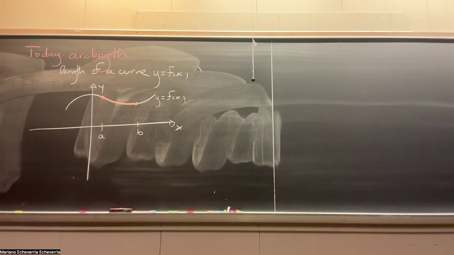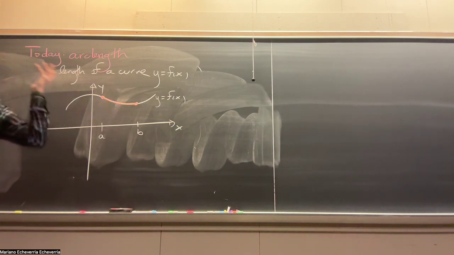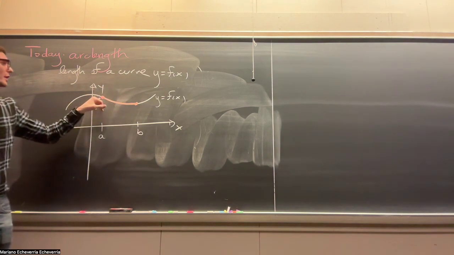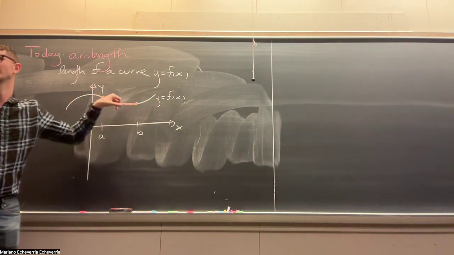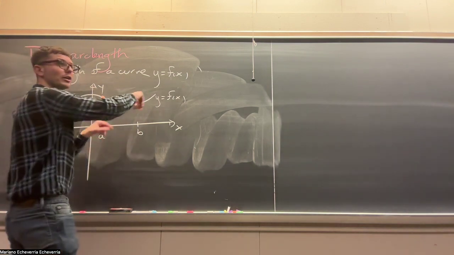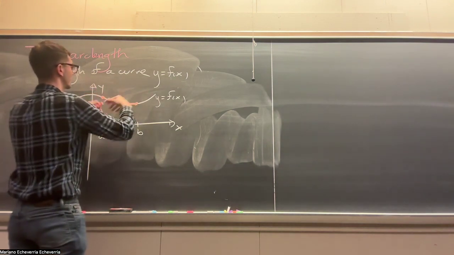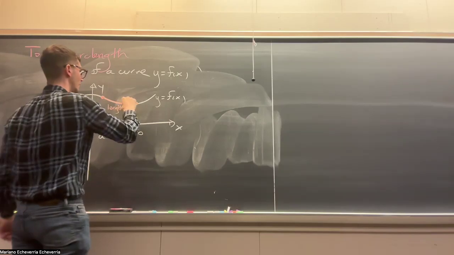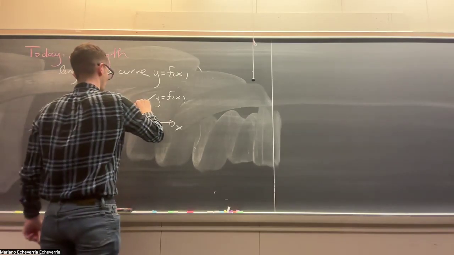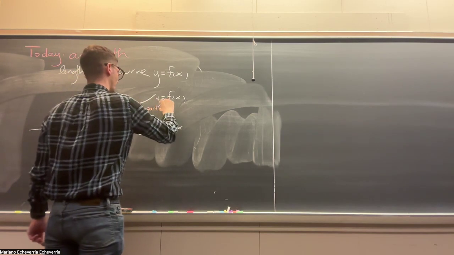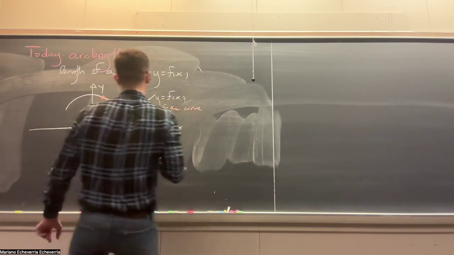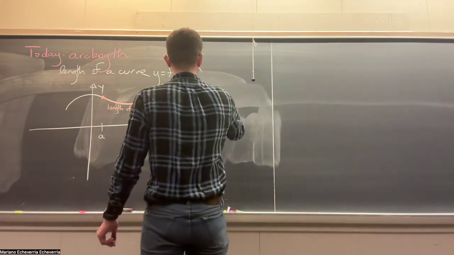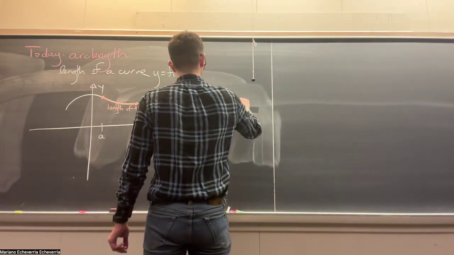So think of it as a piece of wire, or if this is a road on the plane, if you're driving along this road, how much distance do you have to travel from this point to this point? That's the length along the curve. It's not the distance in the sense of a line segment, because that wouldn't be along the curve. So we want to find the length of this part of the curve. That would be the distance you would travel.